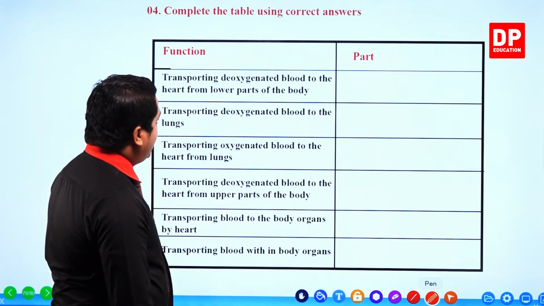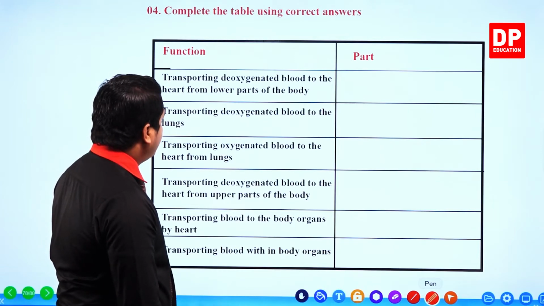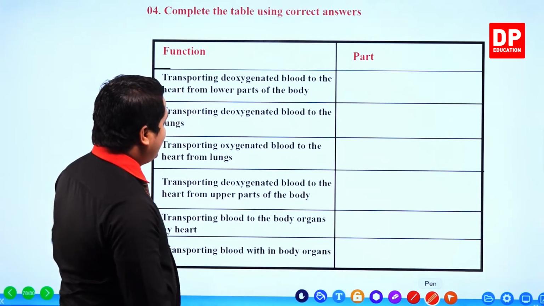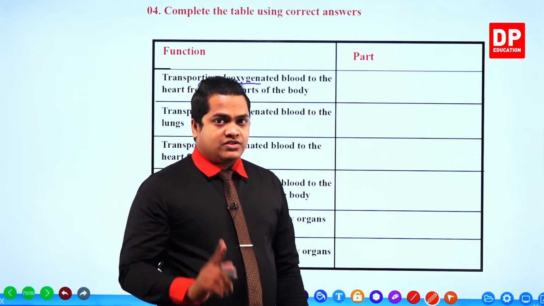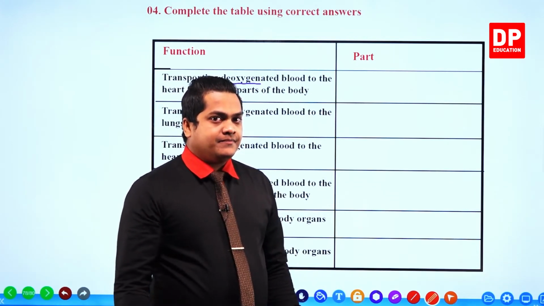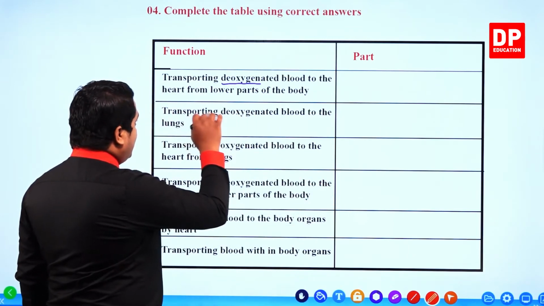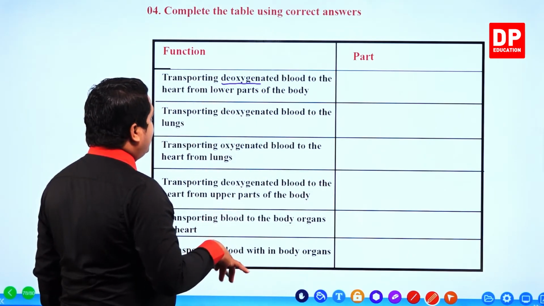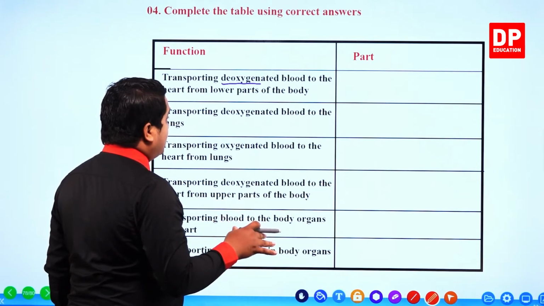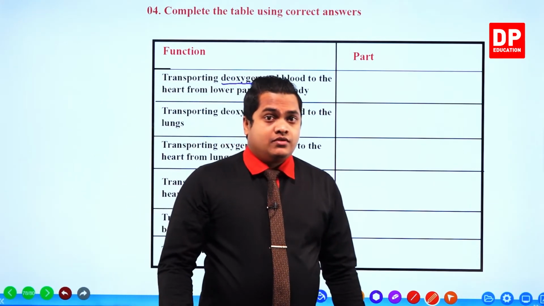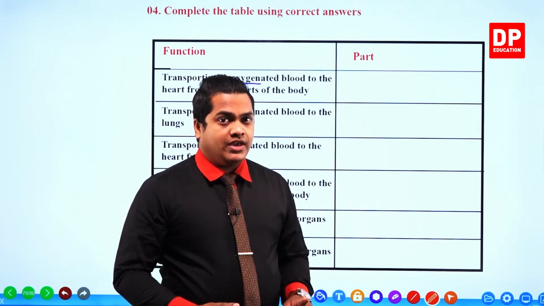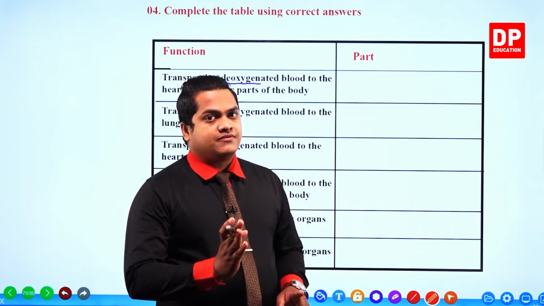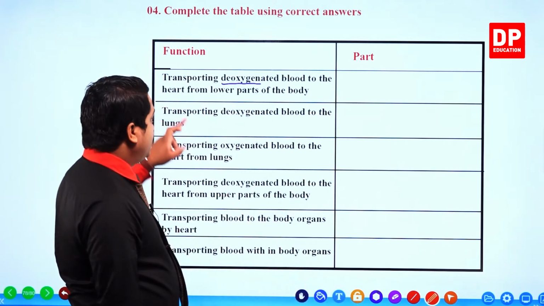Transporting deoxygenated blood to the heart from lower parts of the body. If it is transporting deoxygenated blood, then it should be a vein. From the lower parts of the body, blood should transfer. Once again, we'll read it out.